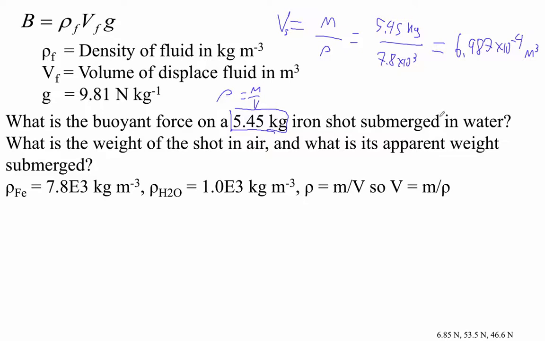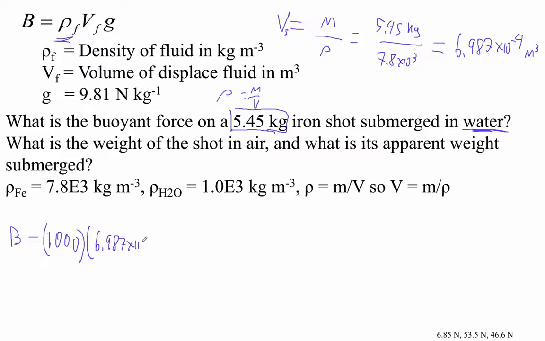Okay, so what is the buoyant force? So now we can find the buoyant force. Okay, the buoyant force is the density of the fluid. It's submerged in water, so we've got to use the fluid, right? Which is 1,000. The volume of the fluid displaced would be the same as the volume of the shot. This is Archimedes' principle.